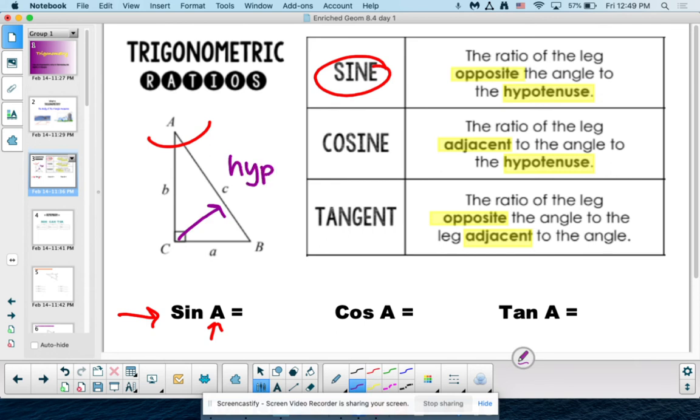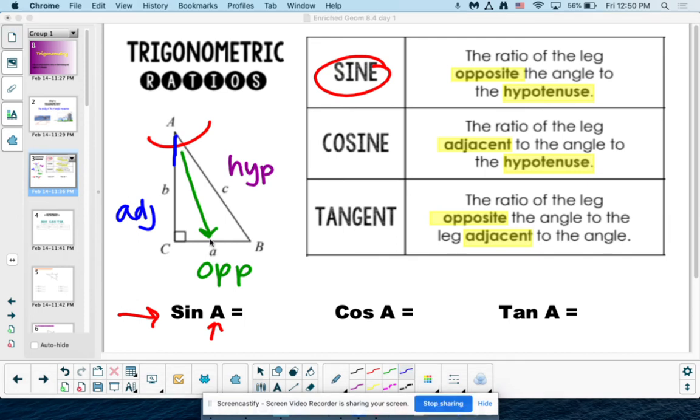That's my height. Now the side opposite your angle is across from your angle. It's through your triangle. So that would be A. That's your opposite. And then your adjacent is your side that's not your hypotenuse, but it's right next to your angle. So that's your adjacent, okay? That's how you start every problem. You list or label all three of your sides.